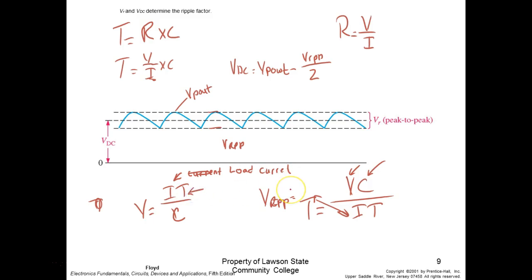What's T going to be equal to? But what time? We'd use 16.7 milliseconds for full wave. We would use 8.3 milliseconds for half wave. And then C is going to be whatever capacitor you use.